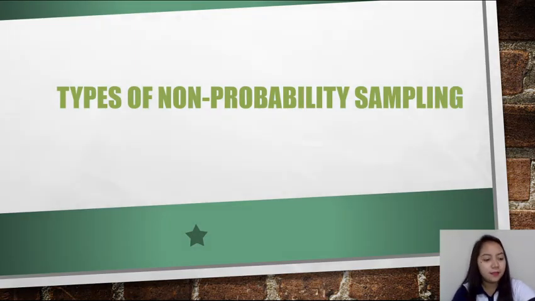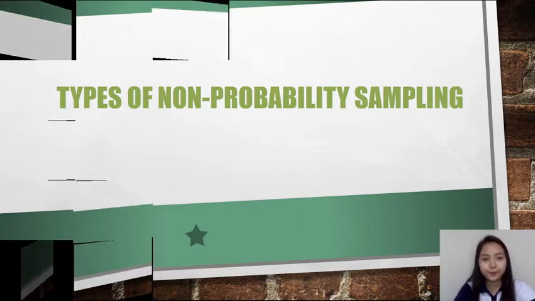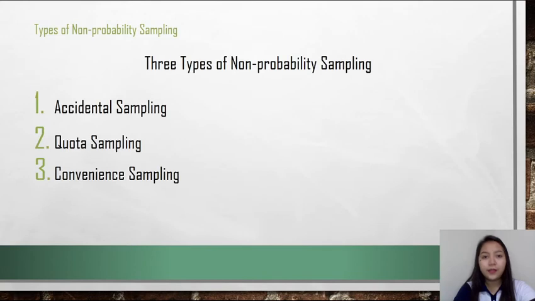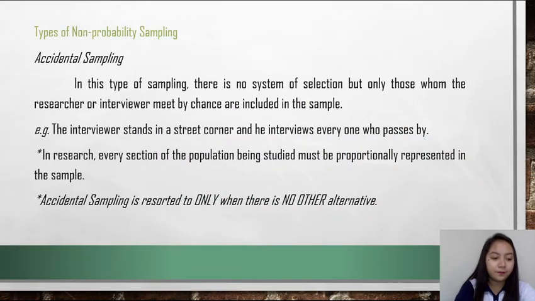So, let's tackle the types of non-probability sampling. There are 3 types of non-probability sampling, as you can see on the screen: accidental sampling, quota sampling, and convenience sampling. First, let's tackle accidental sampling. In this type of sampling, there is no system of selection, but only those whom the researcher or interviewer meets by chance are included in the sample.